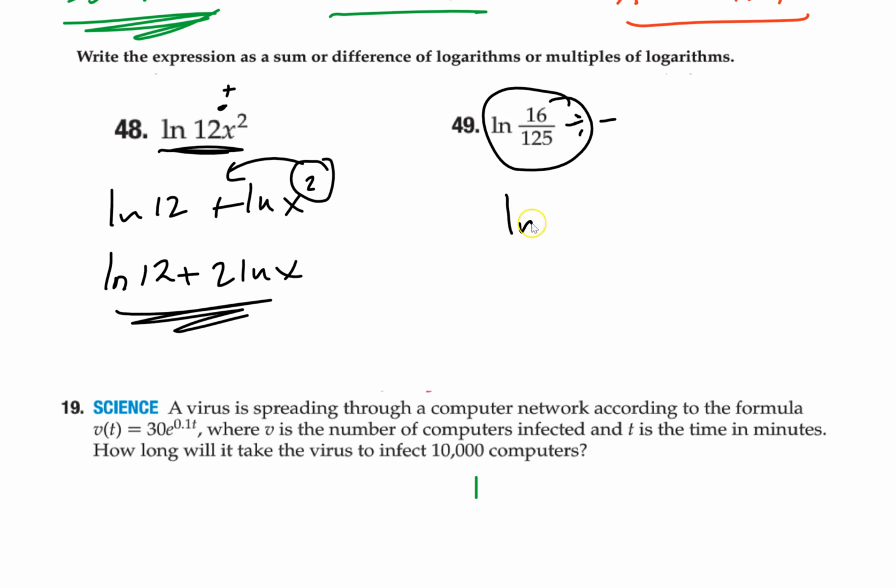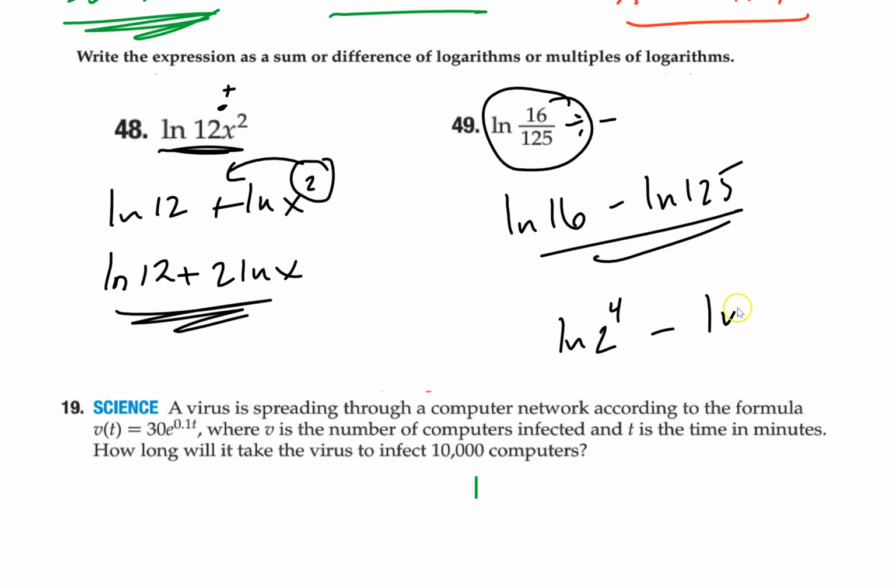So let's do that. Natural log of 16 minus natural log of 125. And you're done. Unless you want to be a go-getter and rewrite this as 16 is 2 to the 4th minus natural log of 5 cubed. And then you can move that to the front: 3 natural log of 5. But they're the same thing. If they didn't show you powers, you don't have to write it. So that's good. This is a little better.